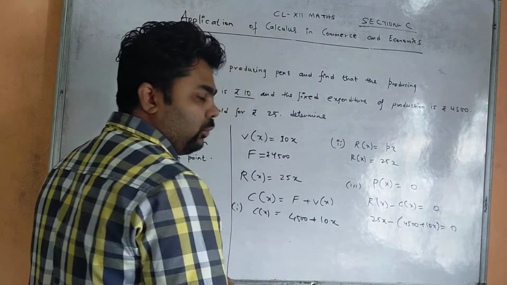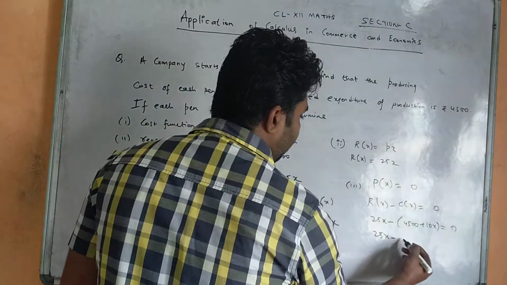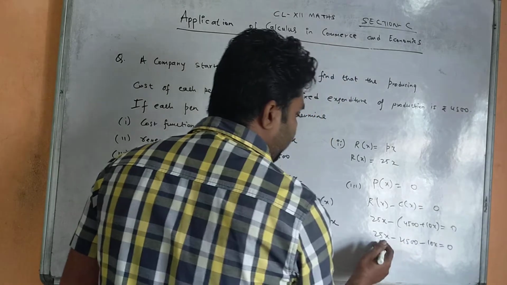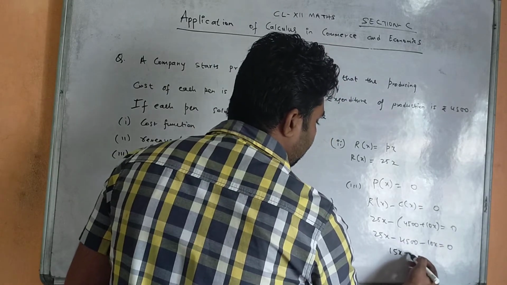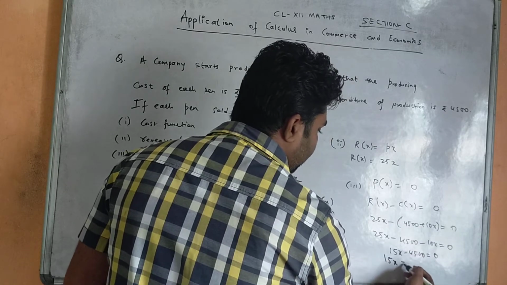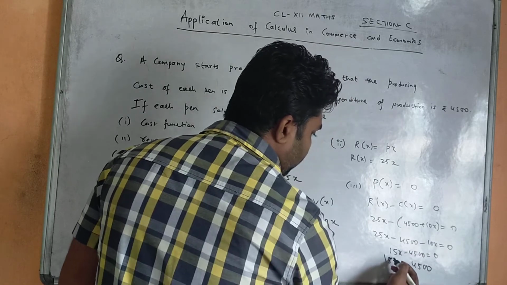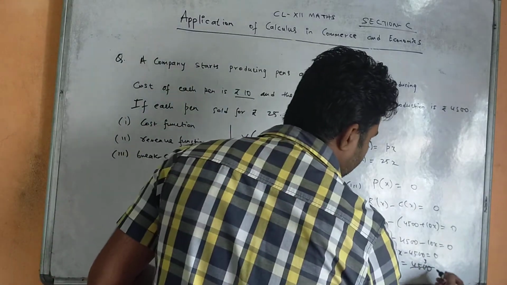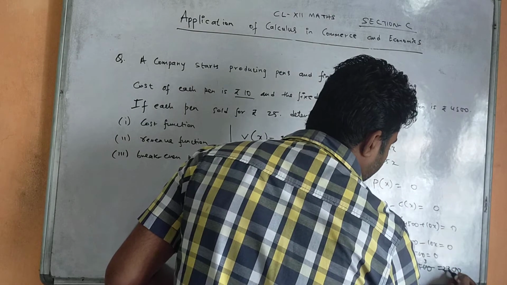If you multiply minus within the bracket, you will get 25x minus 4500 minus 10x equals 0. 25 minus 10, that is 15x minus 4500 equals 0, or 15x equals 4500. So 15 3s are 45, that is 300 you will be getting, right?